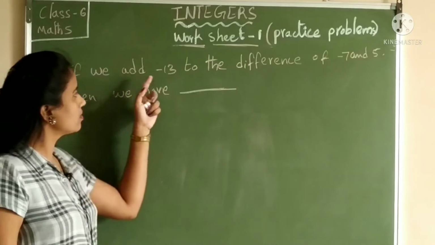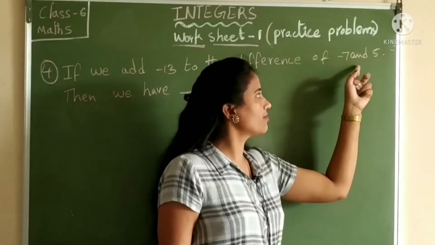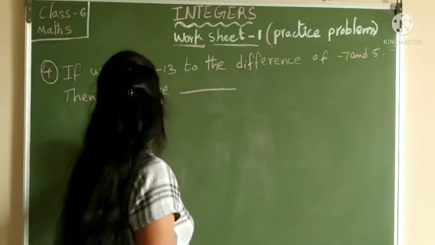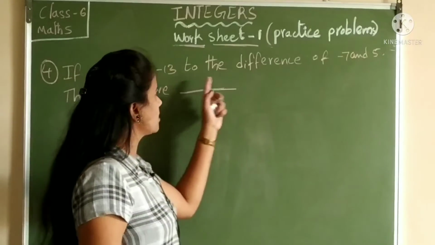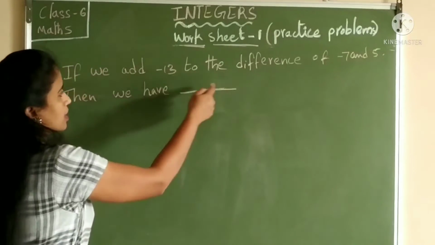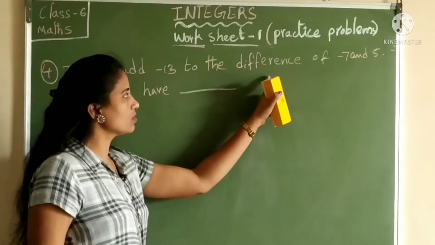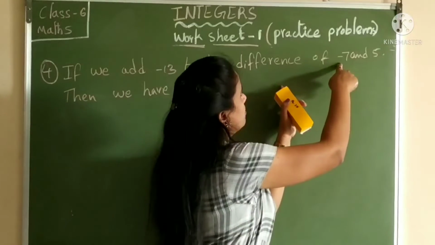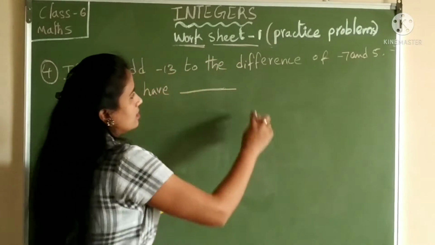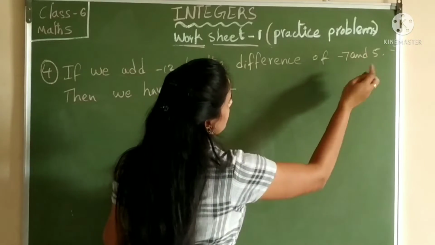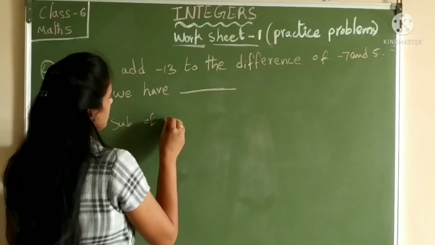If we add minus 13 to the difference of minus 7 and 5, then we have... the difference. Add that minus 13 to the difference of minus 7 and 5. First we need to subtract minus 7 and 5. Difference means subtract, of minus 7 and 5.